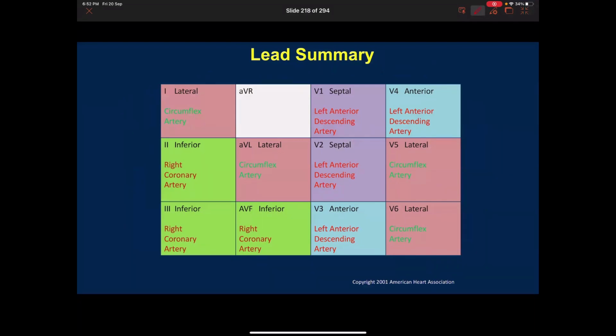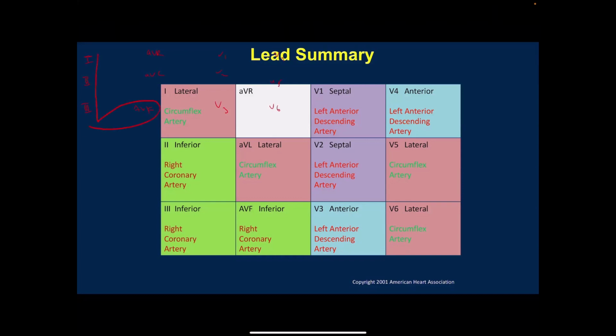A really easy way to know this is just kind of know how the picture looks like. So draw it out in the exam. Lead 1, lead 2, lead 3, AVR, AVL, and AVF. Then V1, V2, V3, V4, V5, and V6. These, okay, are right coronary artery.